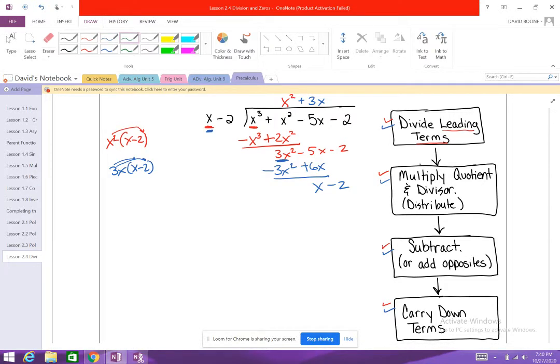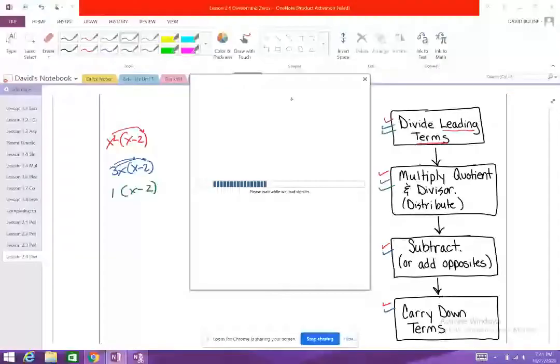Let's do it one more time. I'm going to look at the leading term here and the leading term there. X divided by x, or what do I multiply x by to give me x? It's just a positive 1. So we've got that done. Take the quotient here, the 1, times that divisor, so 1 times x minus 2, and that just gives me x minus 2. So I do the multiplying, and then subtract, or as I like to say, change the signs. We add them, it goes away, and there's no remainder. So there's our answer, right here.